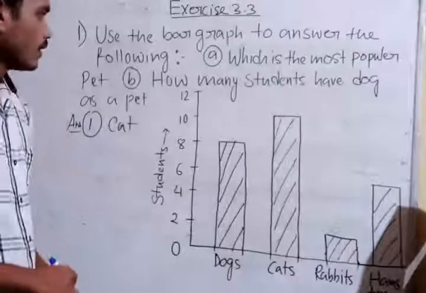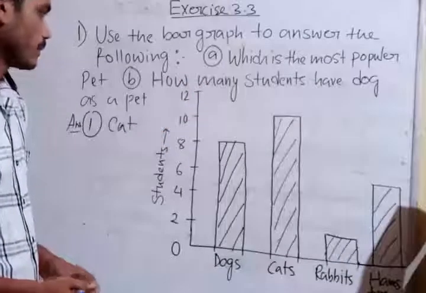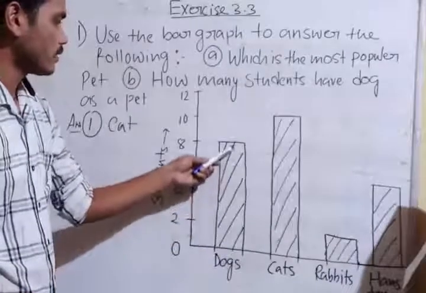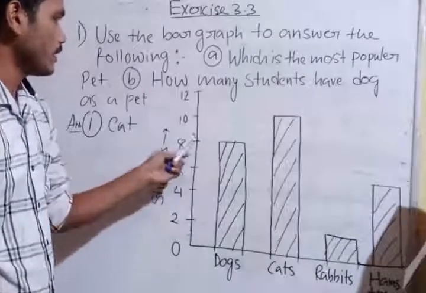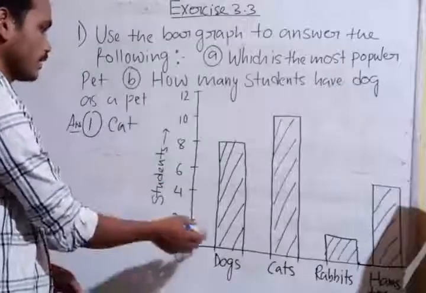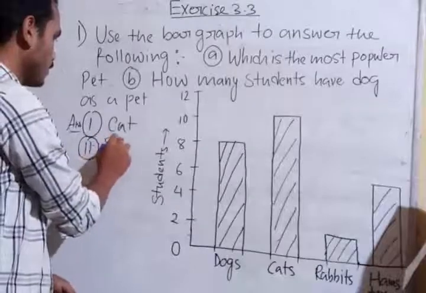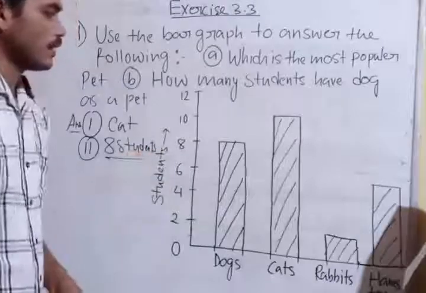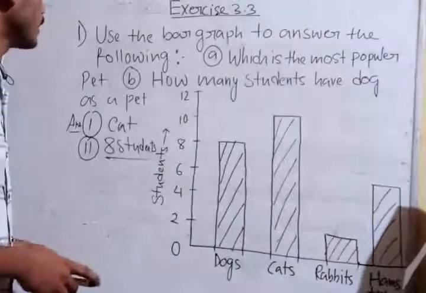This is the answer. For number 2, how many students have a dog as a pet? Now, for dog, you have to see where the bar goes. You can see the bar is equal to the number 8. Here the students are given, so not 10, this is 8. So the answer for number 2 will be 8 students. You will write 8 students. This is the answer for part B. This is how we can read the bar graph. This is your question number 1.